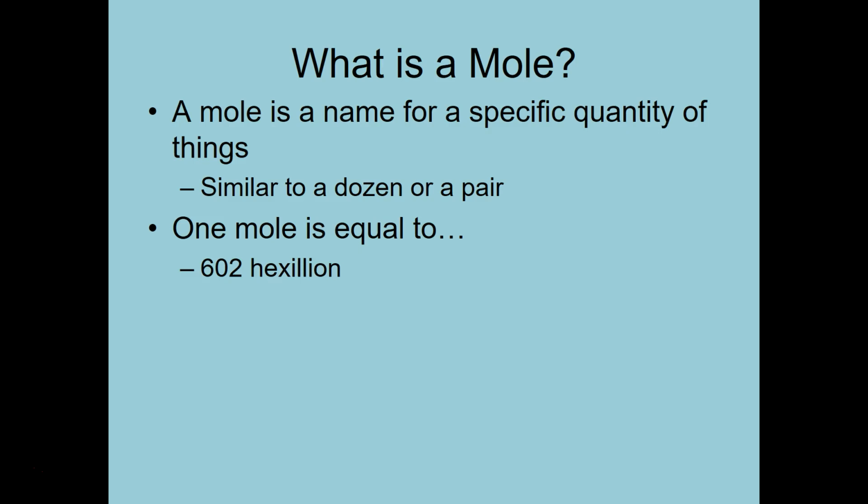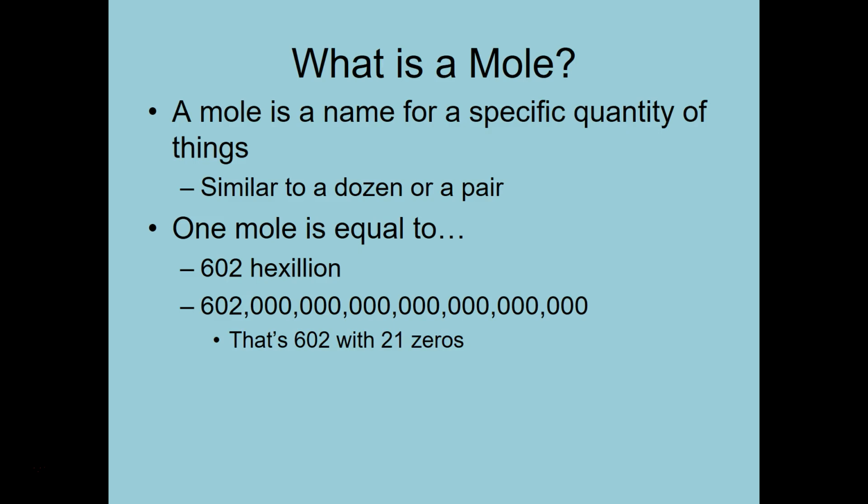And a mole is equal to 602 hexillion, which if we wrote it out, would look like this, which if you're thinking, wow, that's a lot of zeros, you were right. After the 602, that is 21 zeros. That's a lot. Which is why we write it out as 6.02 times 10 to the 23rd, because that's a lot easier to write out. That number is important. You're going to need to memorize that number. You're going to be using that number a lot. So 1 mole is equal to 6.02 times 10 to the 23rd.